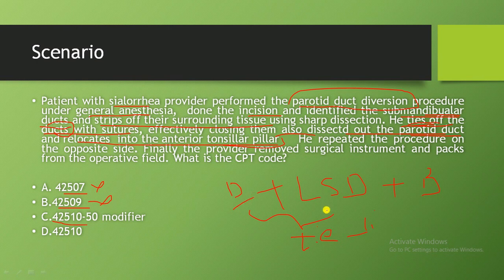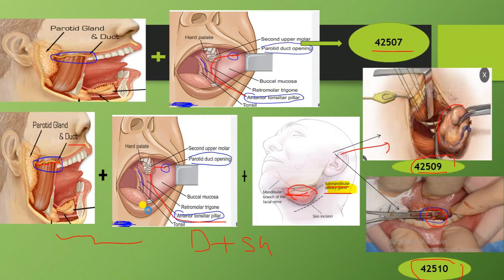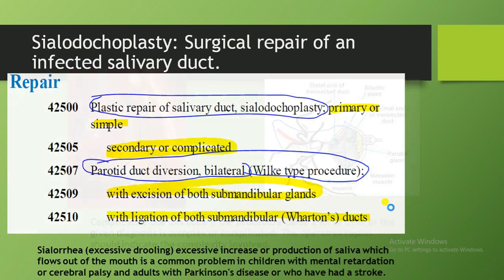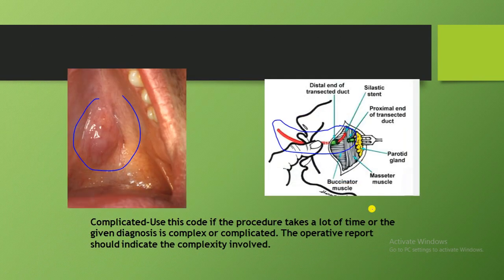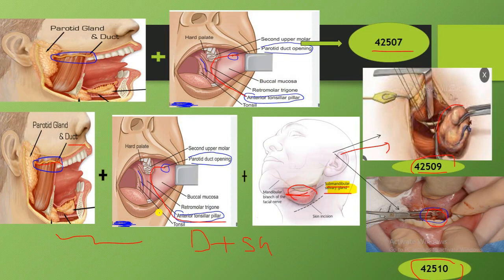And then what have they done? They have done the diversion also. So the ligation of the ducts is done and the diversion is done. So this is the option. But here there is a 50 modifier. All these CPT codes include the bilaterality. So no need to append the 50 modifier, right? So this is not the correct option.